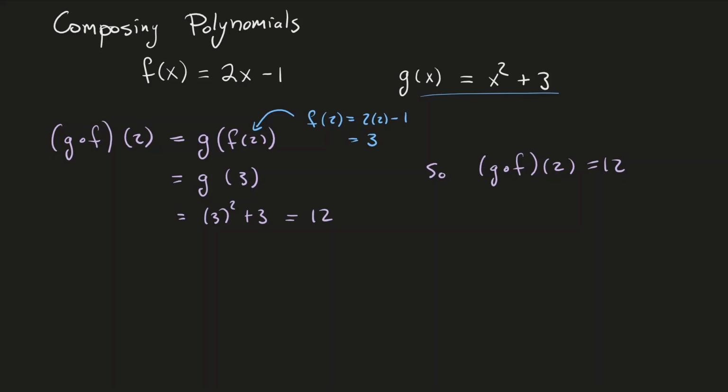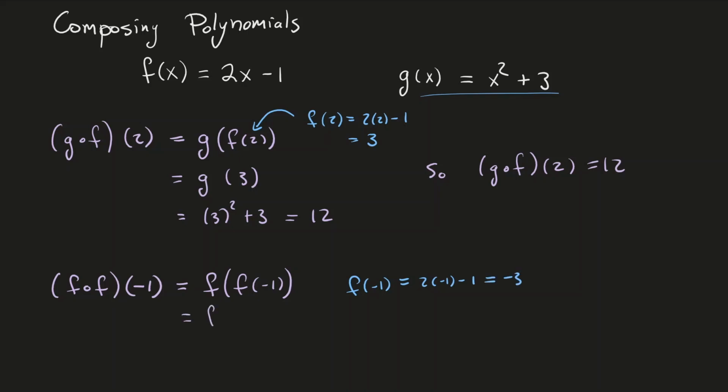Another thing that we can do is we can do things like f of f of, let's see here, just negative 1. We'll see what this does. So this is equal to f of f of minus 1. So I'm just taking the function f and plugging it into f. So the first step here is figuring out what f of minus 1 is. Well, that's going to be 2 times minus 1 minus 1. Well, that's going to be negative 3. So this is equal to f of negative 3, because that's what we just found. That's the output of f at negative 1.